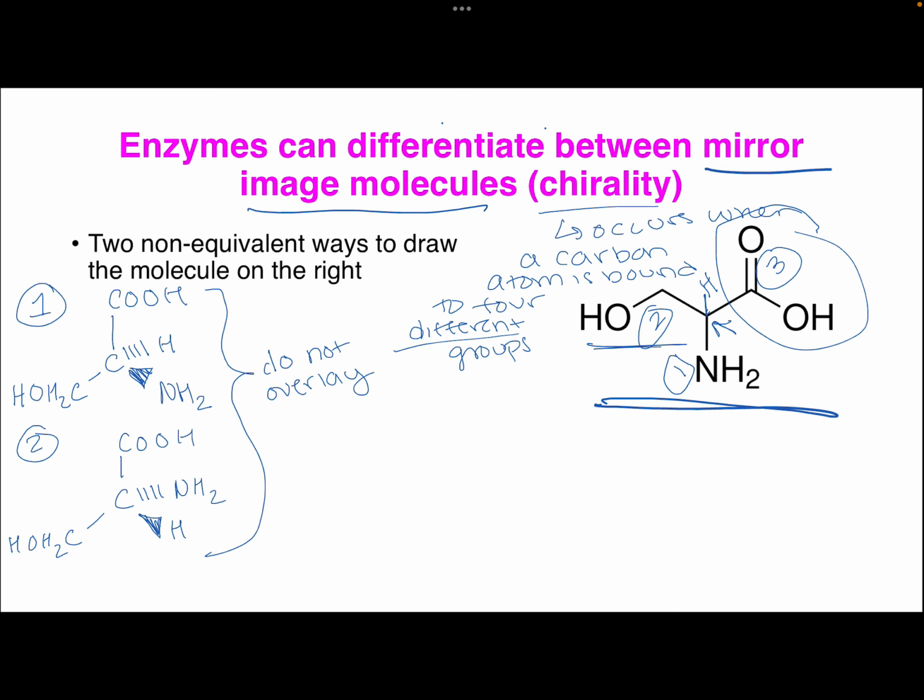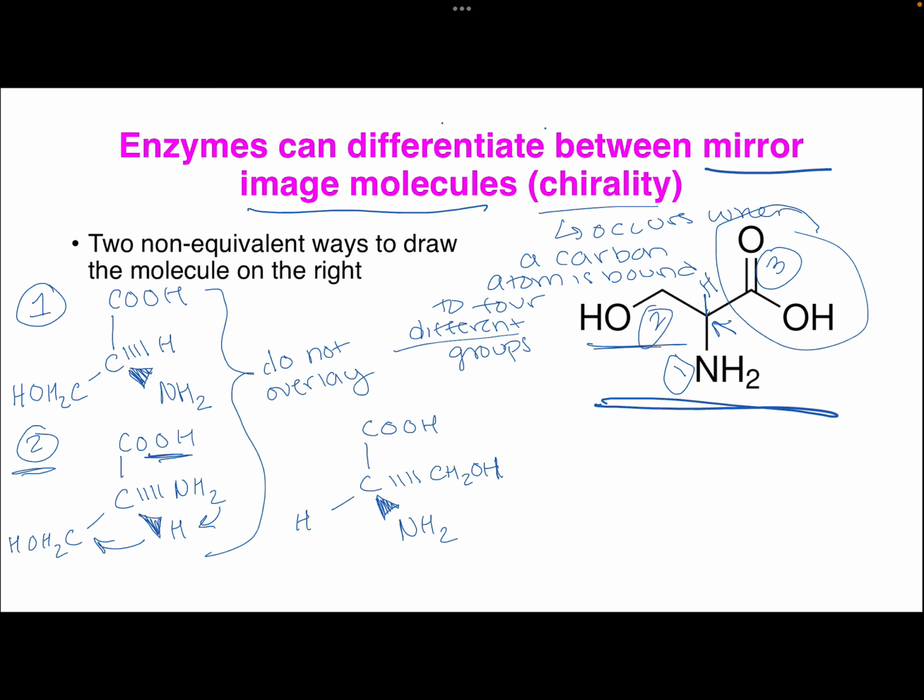And let me prove it to you. So let's test it out with this one. Let's rotate it. All right, always keeping this in the same place. So we're going to rotate it once. So then this group's going to become the hydrogen. The one going into the page is going to be this group. And then the one coming out of the page is going to be our NH2.